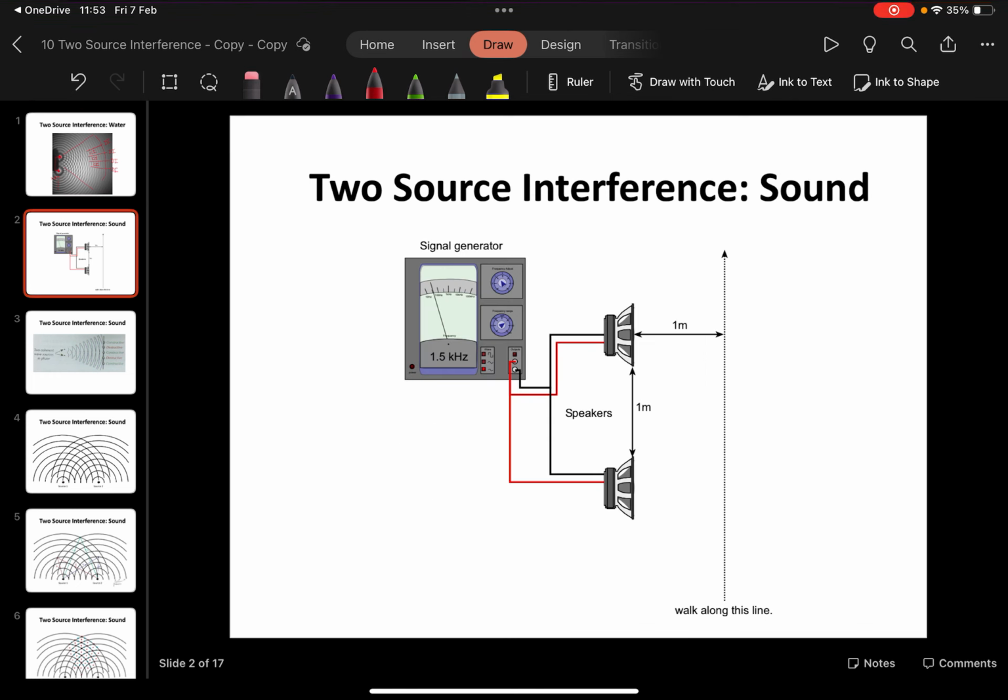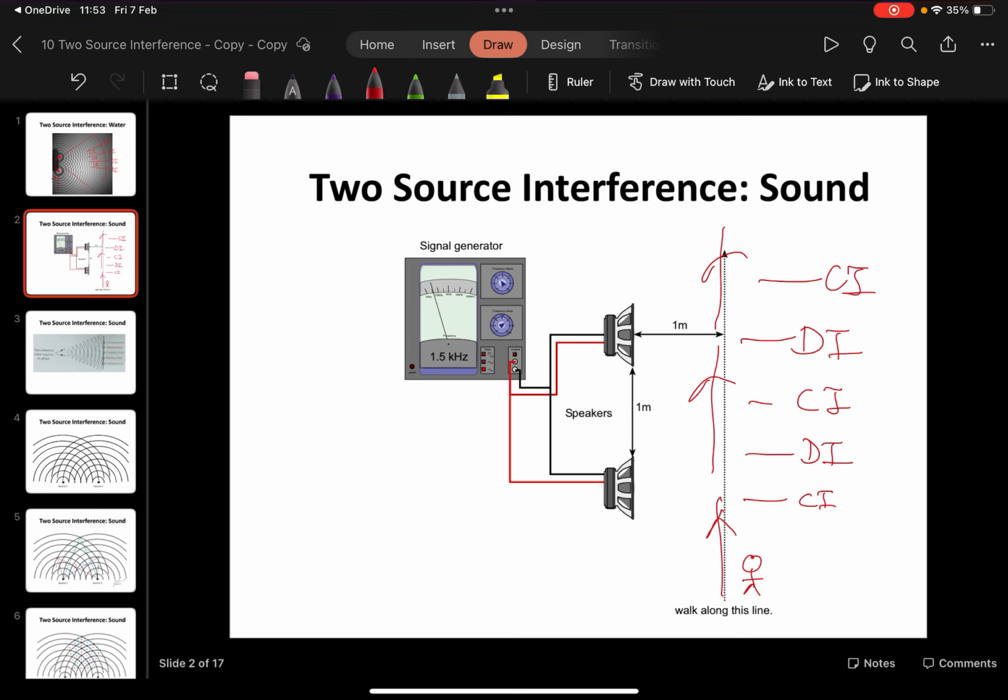We get exactly the same for sound. And when I'm back, I will show this to you. I'm going to get you guys to walk in a line in front of two loudspeakers. And what you're going to notice is that you get constructive followed by destructive and a repeating pattern of constructive and destructive interference. Now, what does that sound like? Because it's not water we're talking about now. It's going to sound like loudness and quietness repeating.